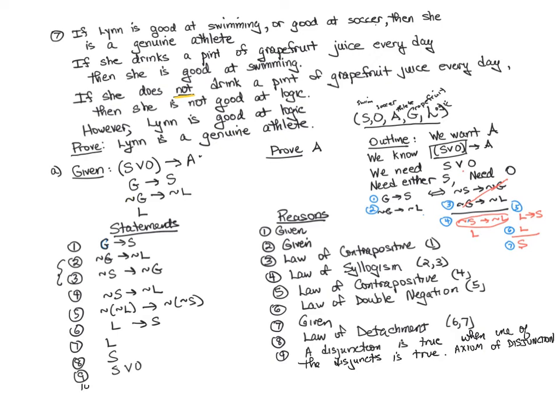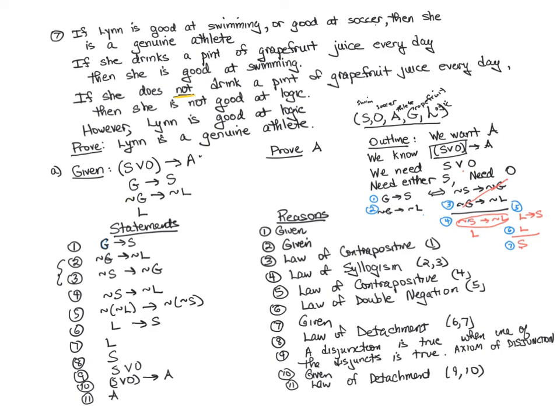And then finally, we'll write the given: S or O, then A. That's given. And we have finally A, the law of detachment, because S or O is the antecedent of that conditional in step 10. So it's steps 9 and 10. And we completed the proof.